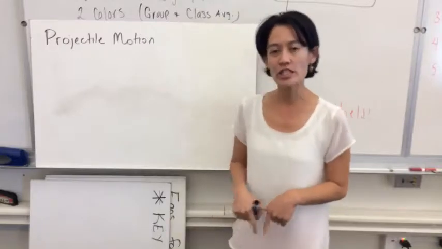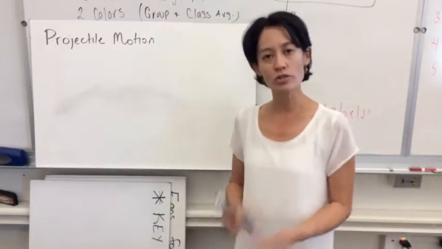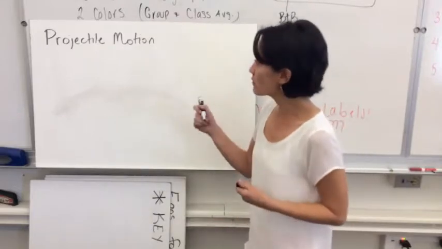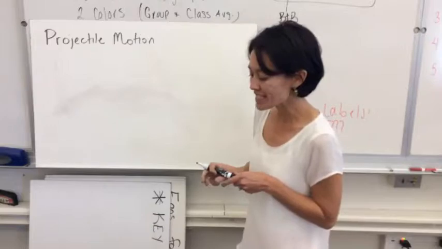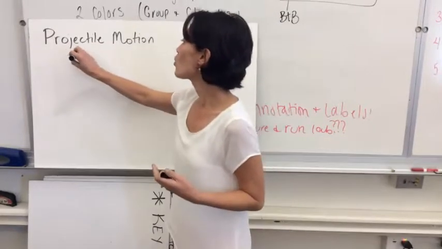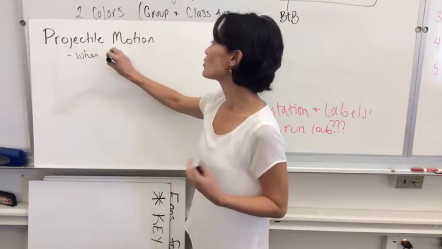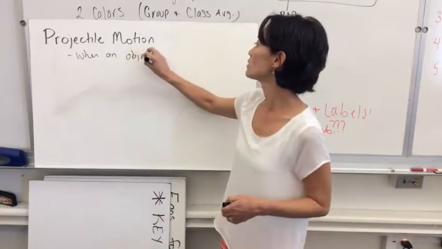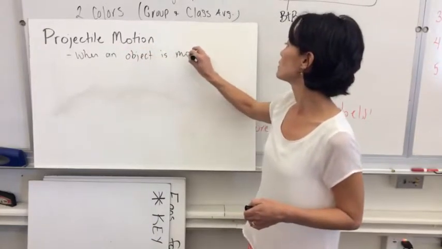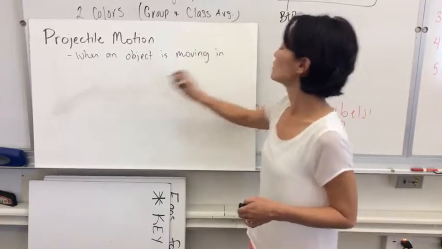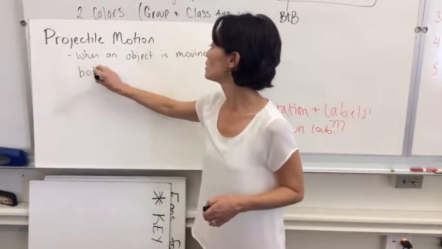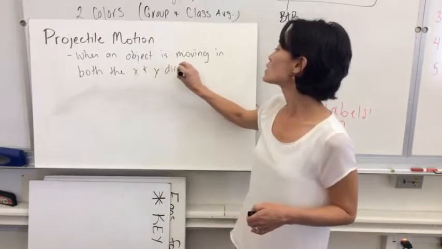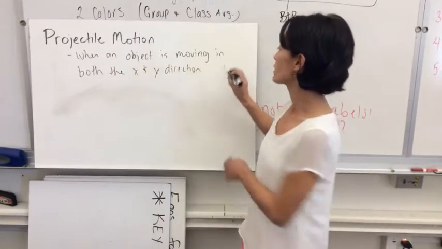Okay, so this lecture is going to be on projectile motion and then also introducing the idea of horizontal projectiles. So the first thing to know about projectile motion is that it is considered when an object is moving in both the x and the y direction, and is only under the influence of gravity.